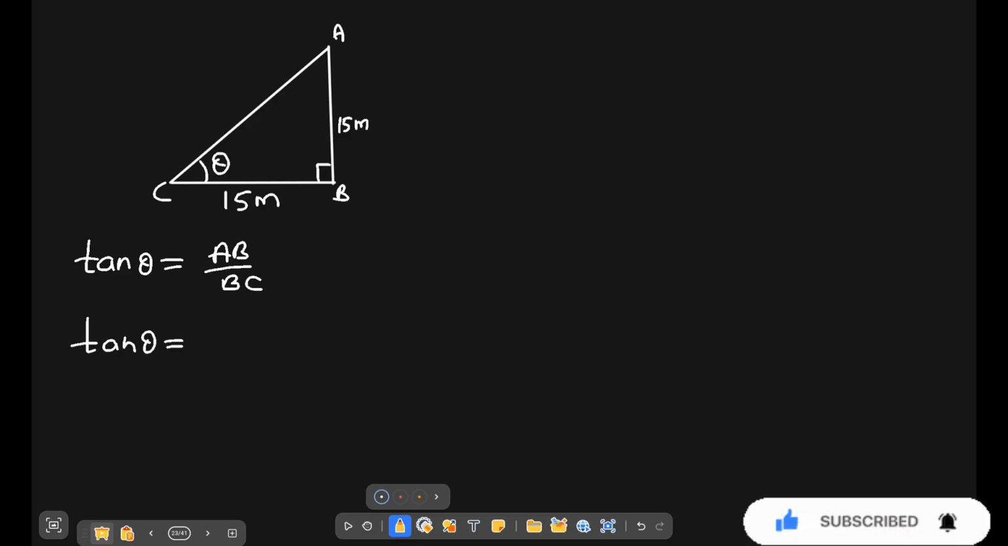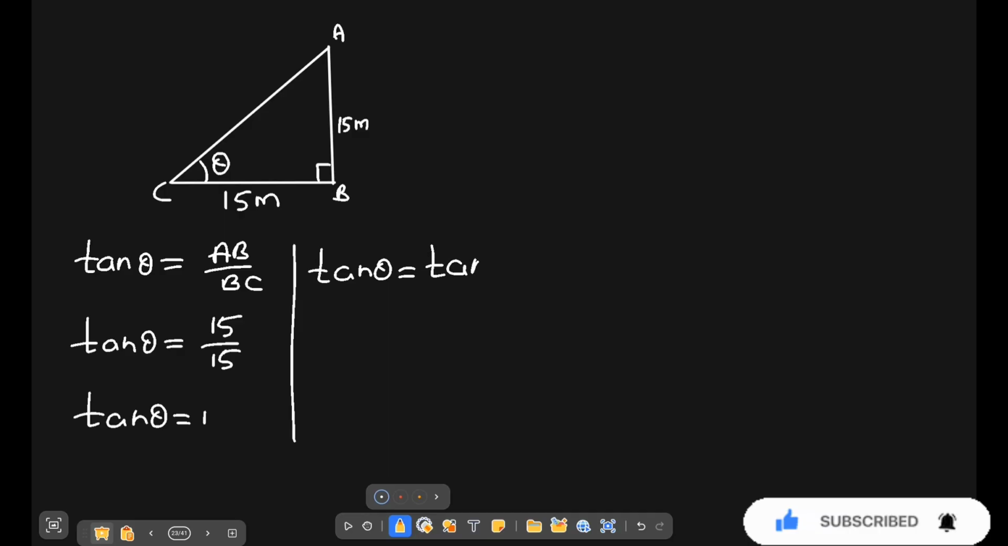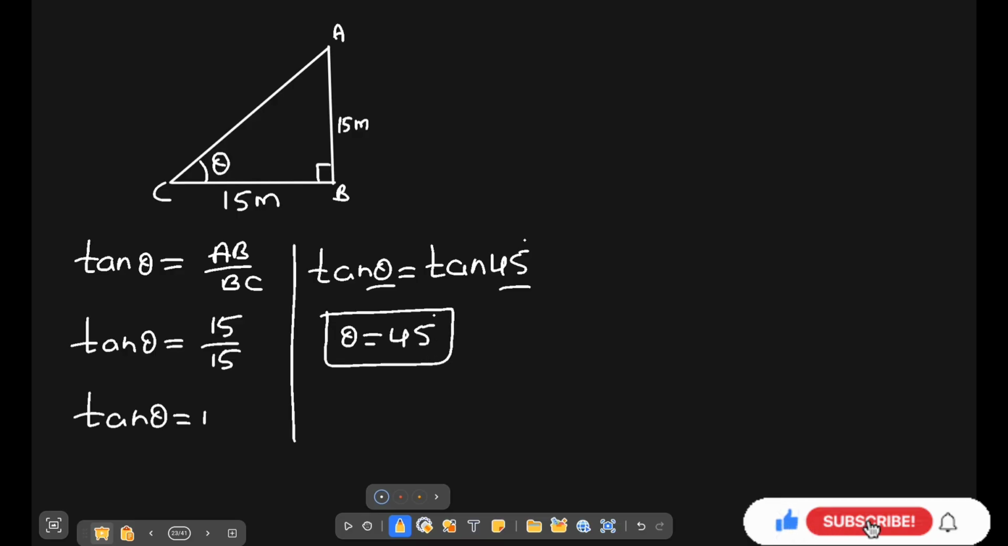Tan theta is equal to opposite side AB, which is 15, over adjacent side, which is 15. So 15 by 15 is 1. Tan theta is equal to 1. This 1 can be written as, we know that tan 45 is 1. So we can write tan 45. After comparing, we get theta is equal to 45 degrees. The stair car is placed at an angle of 45 degrees.